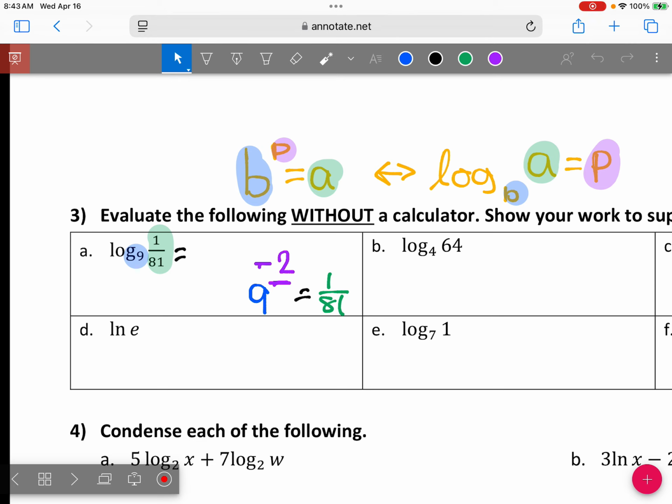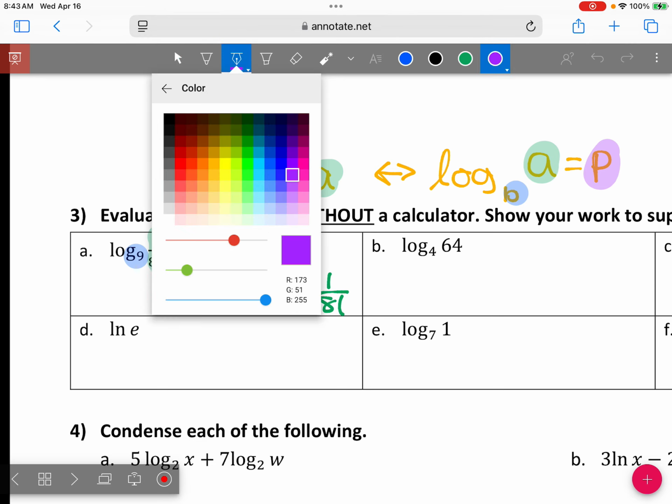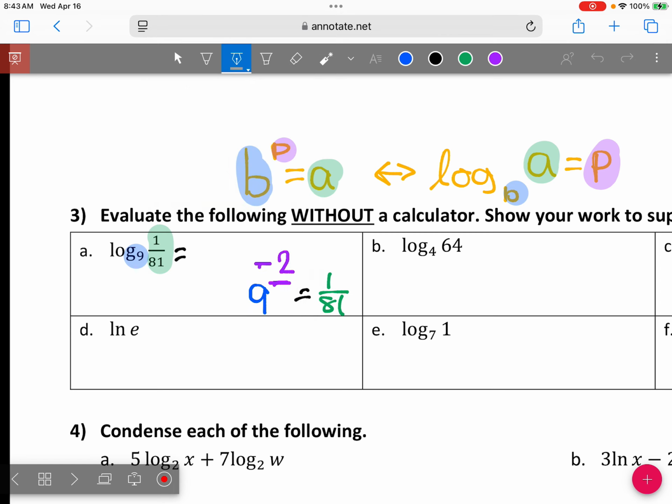Your other option on these, if we don't spot this, is to use the change of base and type it in the calculator, just like we did on that last one where we had our log of 12 over log of 5, or whatever it was, decimal wise. You could do log of 1 over 81 over log of 9. ln of 1 over 81 over ln of 9 will also work, and it'll spit out the right answer.